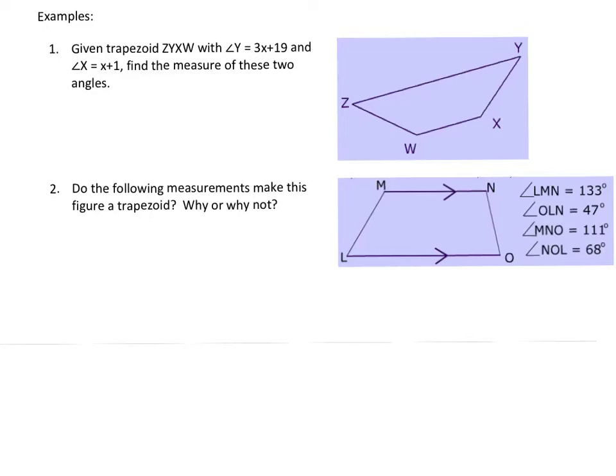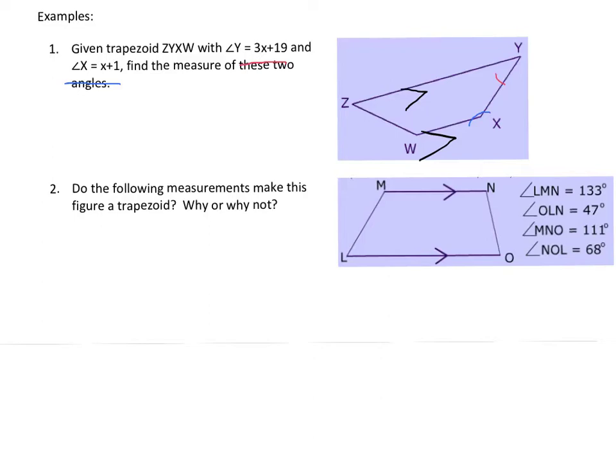So example number 1, given this trapezoid ZYXW. When I initially see that word trapezoid, I think a pair of parallel sides, so I'm going to mark that on my picture right away. And then it says with angle Y being 3x plus 19, so that's this one right here, and then angle X being x plus 1, find the measure of these two angles.